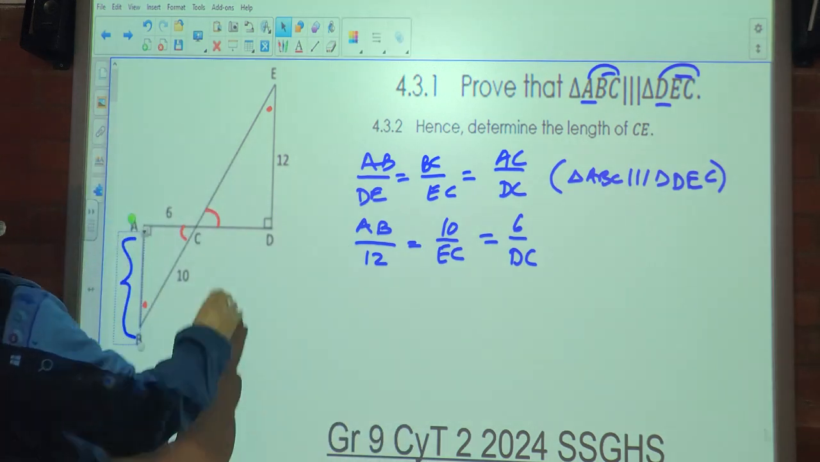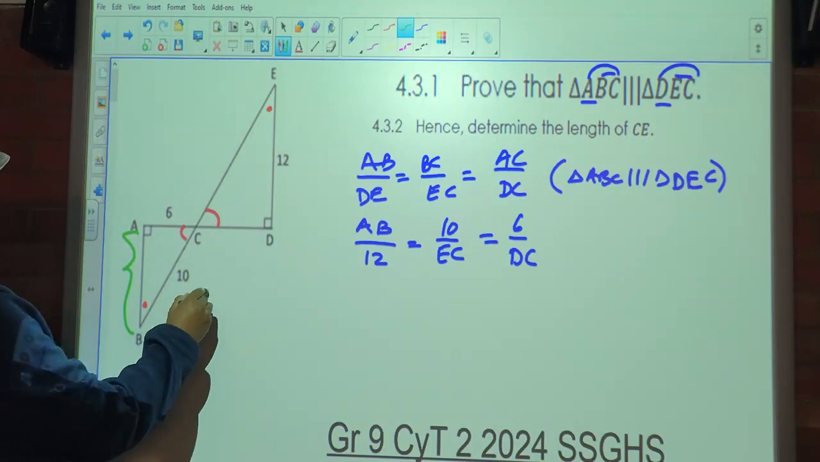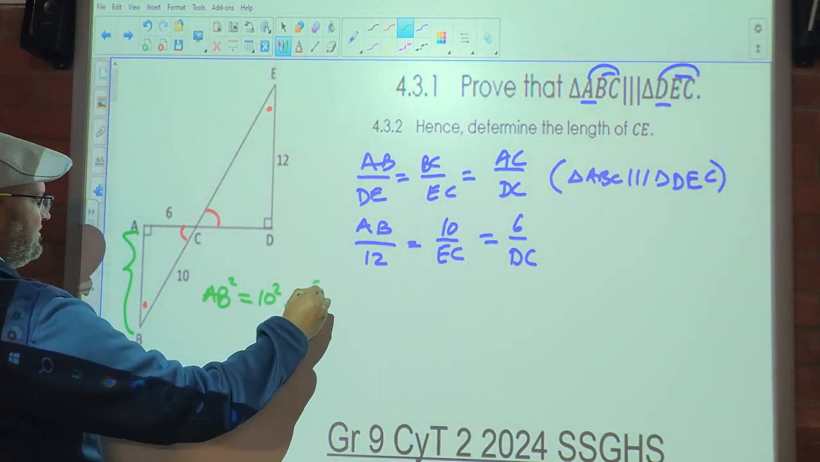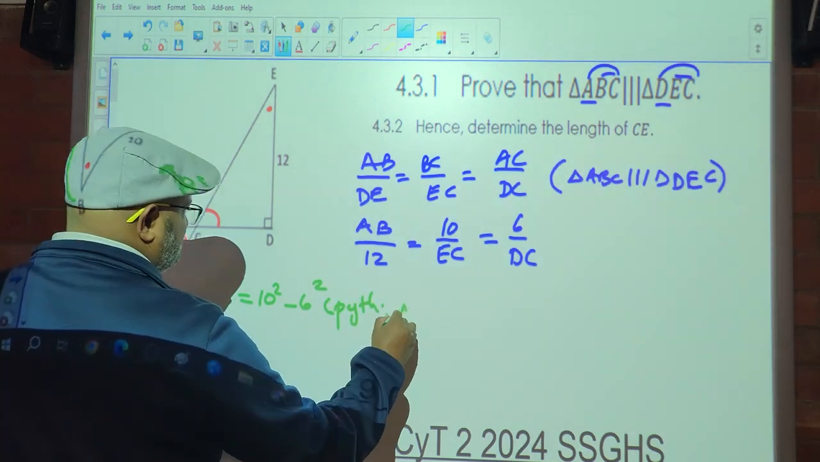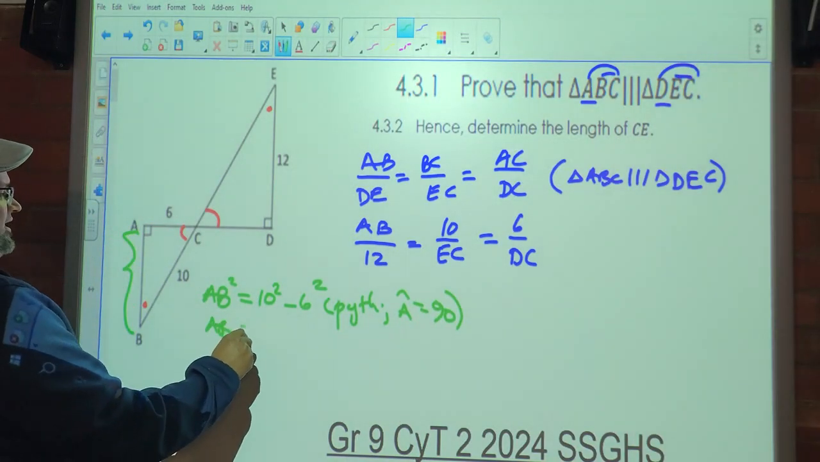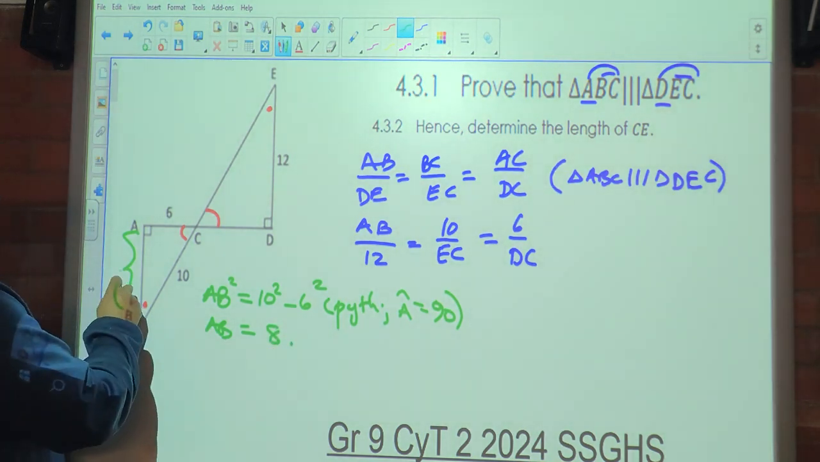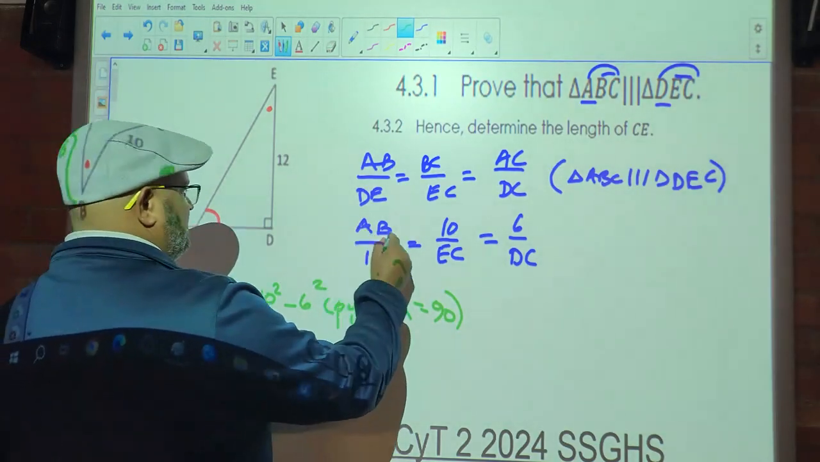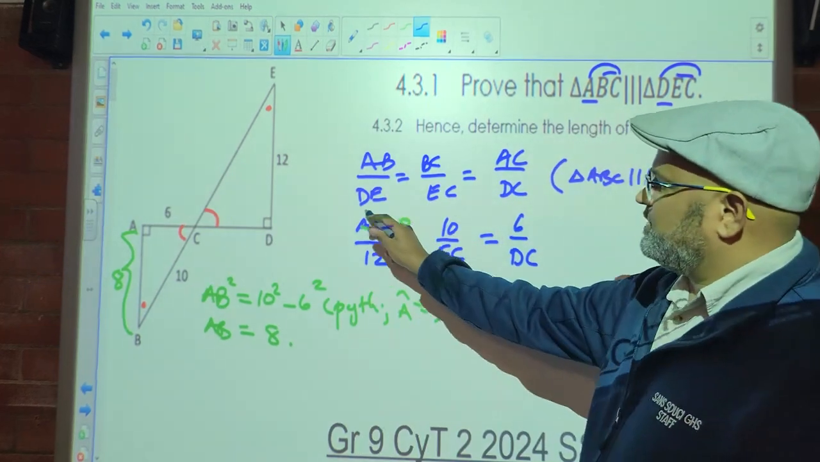Now I'm going to calculate the length of AB by using Pythagoras. So AB squared is equal to 10 squared minus 6 squared. Pythagoras, angle A equals 90. So AB squared is 100 minus 36, which is 64. The square root of that gives me 8. So I'm going to replace AB with 8. I'm going to work with these two here.